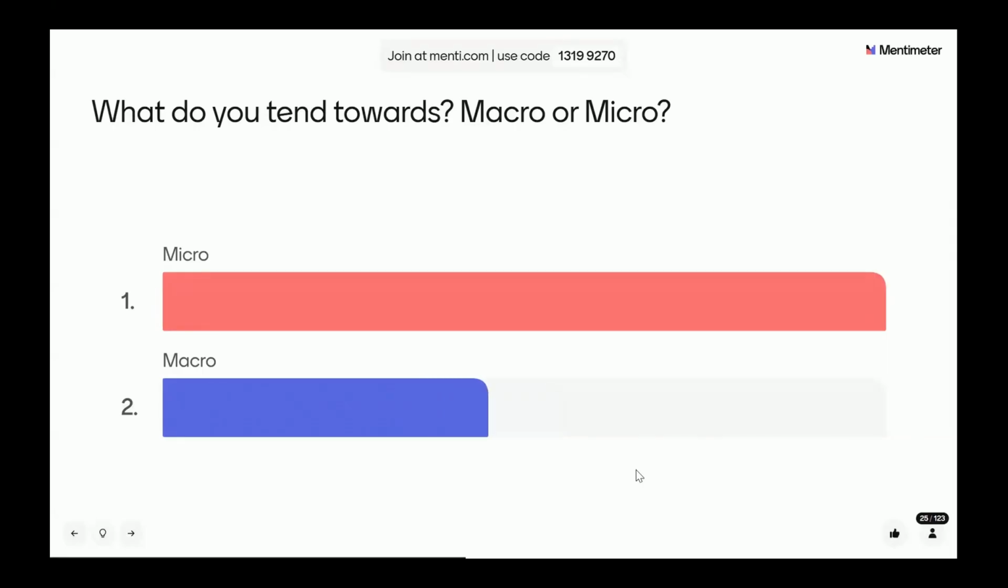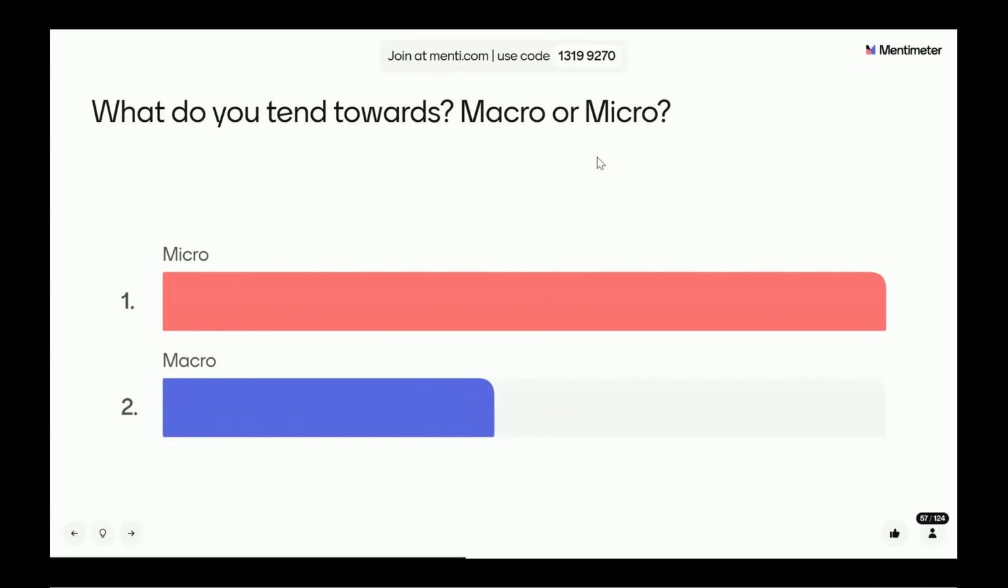So would love to just hear from you. What do you tend towards, micro or macro? And again, there's no judgment here. This is just part of leadership, which we're going to talk about in a few minutes, is self-awareness, right? So it's important for us to just recognize and become self-aware.